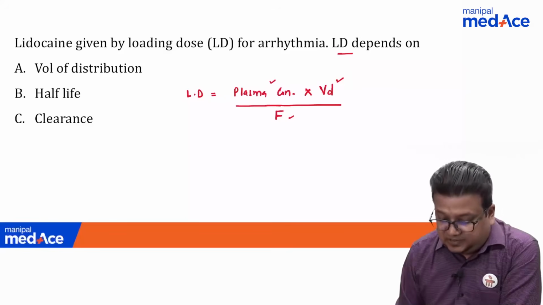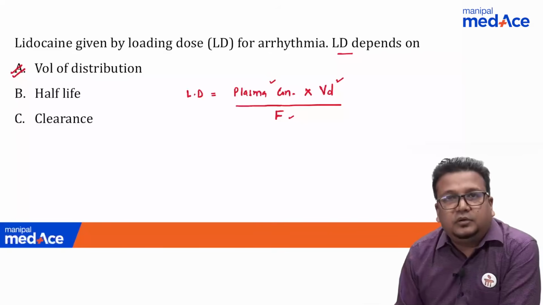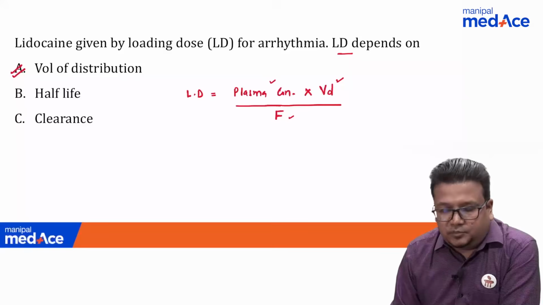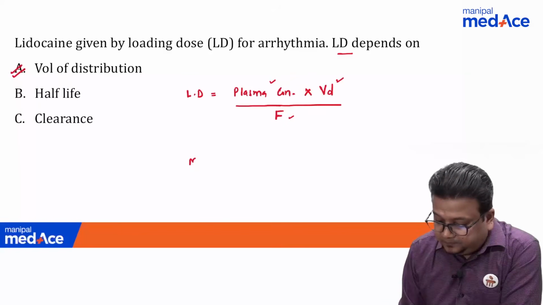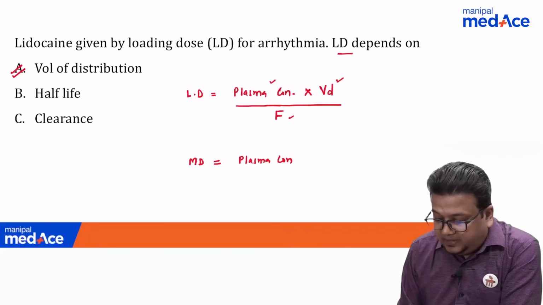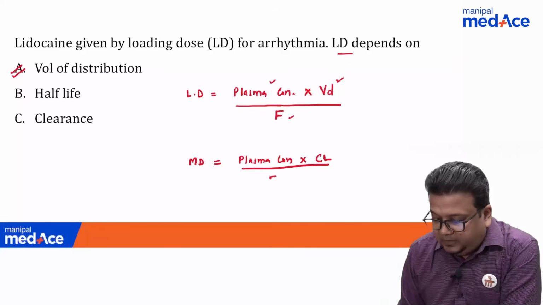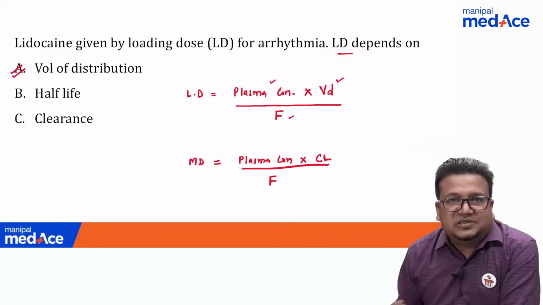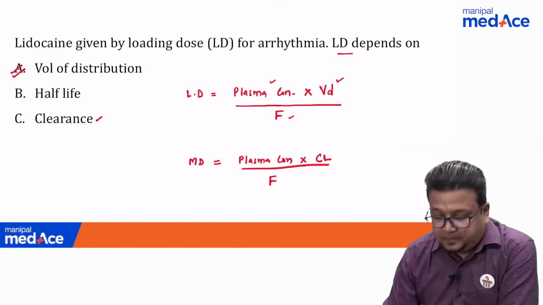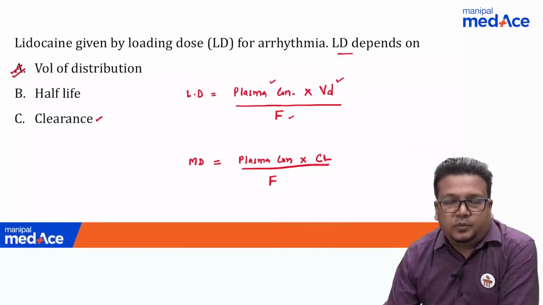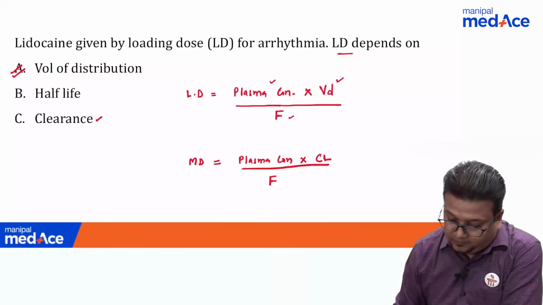Normally in questions, the answer that they are seeking is that loading dose depends only on volume of distribution. So option A was the correct answer. Similarly, maintenance dose depends on the plasma concentration multiplied only by clearance, and again you can divide it by bioavailability or F. So generally what is asked is that maintenance dose depends only on clearance. So very simple question, and I hope you were able to solve this very easily.